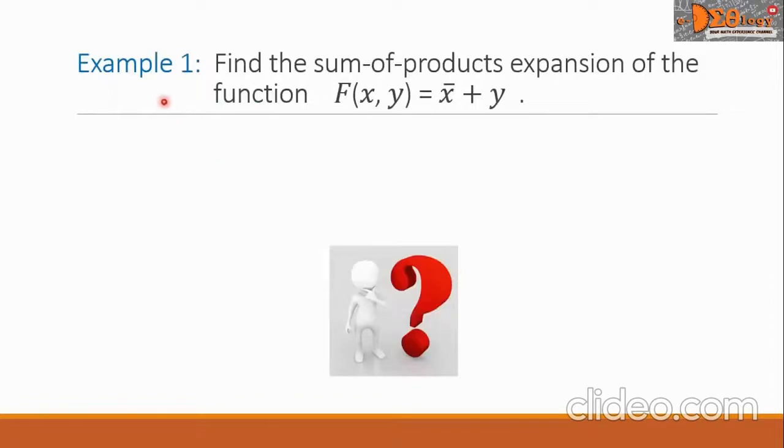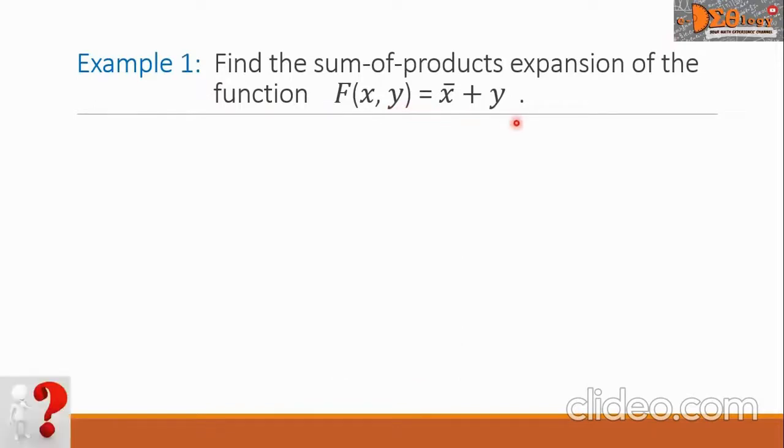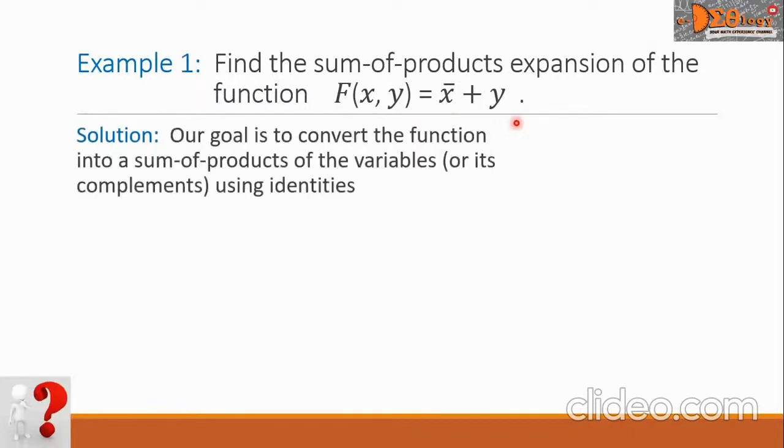Let us see this example 1. Find the sum of products expansion of the function f of x, y equals x bar plus y. To solve this, our goal is to convert the function into a sum of products of the variables or its complements using identities. Let us copy our function down here.